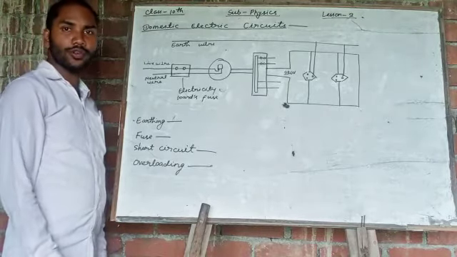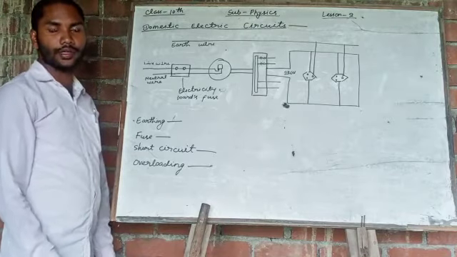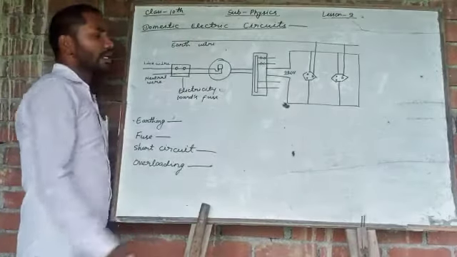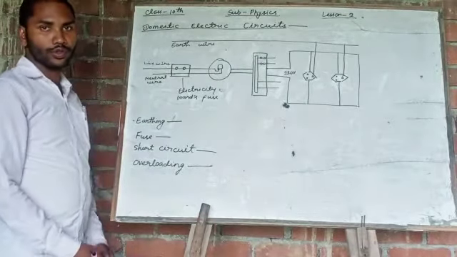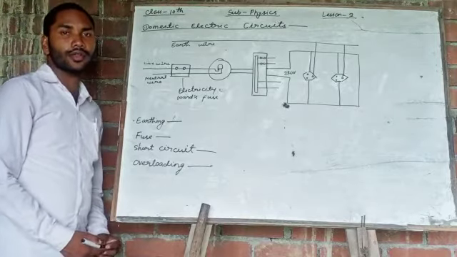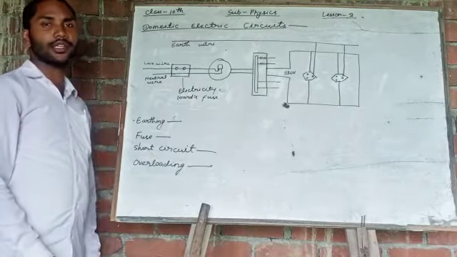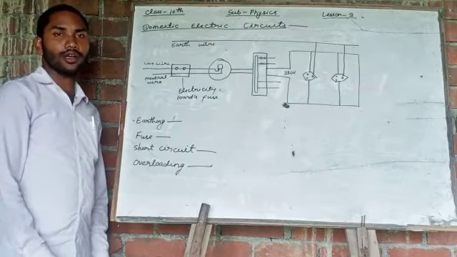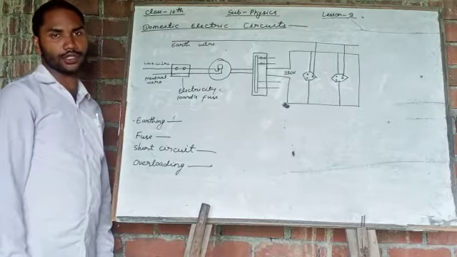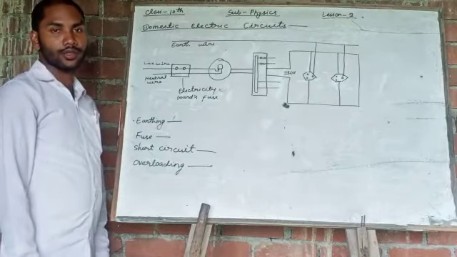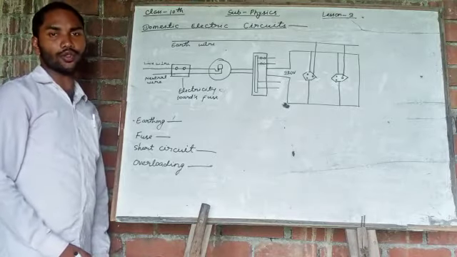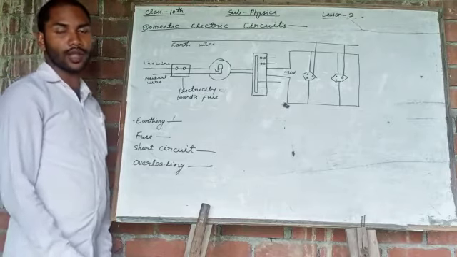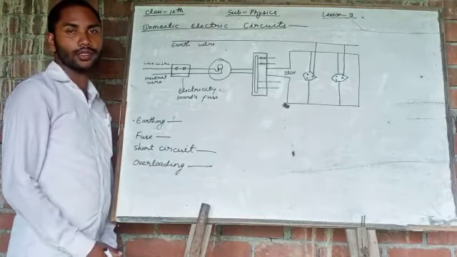In the previous video, we discussed alternating current and direct current. In this video, we are going to discuss domestic electric circuits. As we know, electricity generation takes place at power stations, which are situated away from the cities. From the power station, the electricity is supplied to the nearby substation, and from there to our homes and factories.